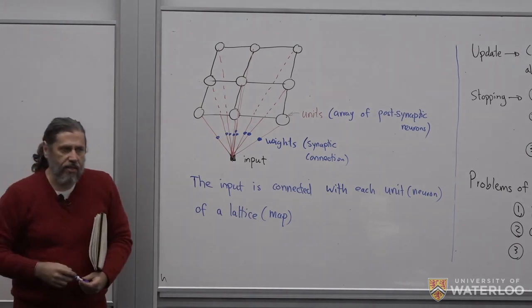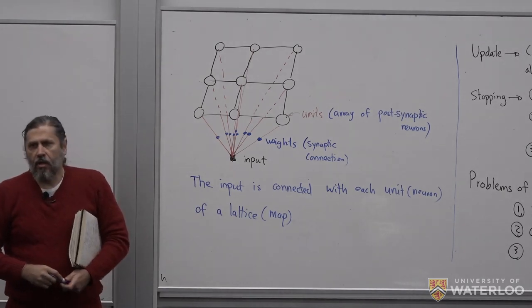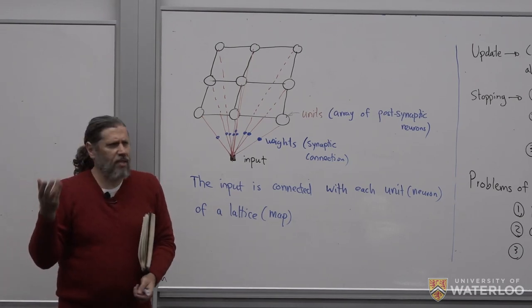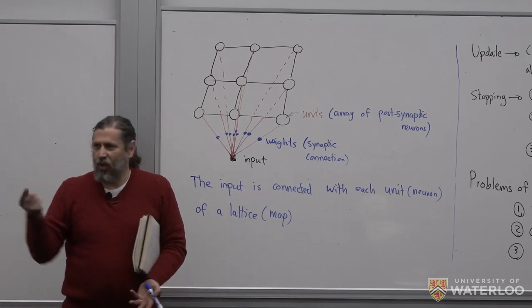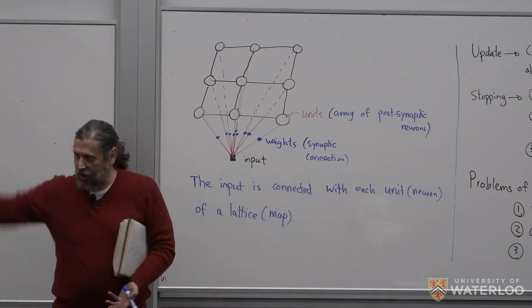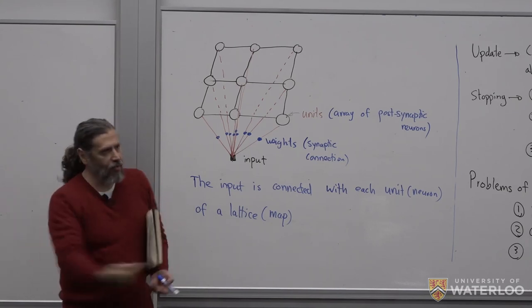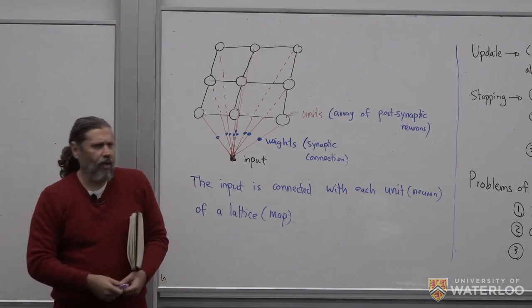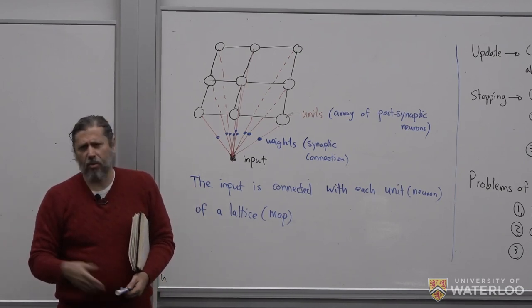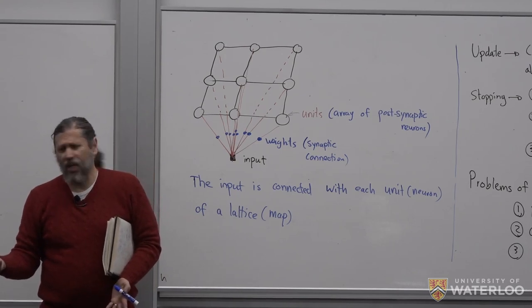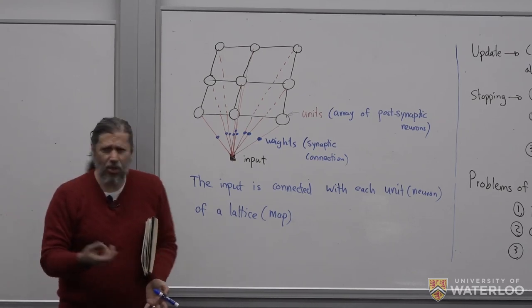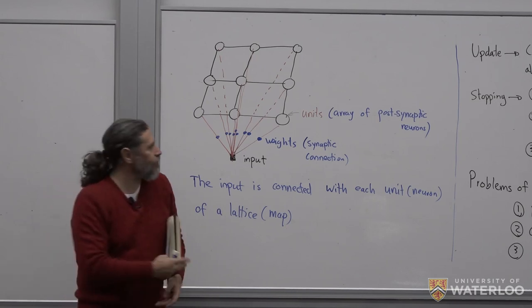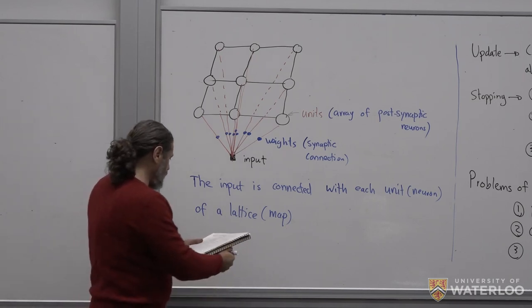So you have a lattice of processing units. When you say processing unit, that's a function. You give me a number, I put your number to my function, and I give you another number at the output. That's a processing unit, like a processor. But the processors crunch millions of numbers. A processing unit usually crunches a very small number of inputs, usually. Okay.